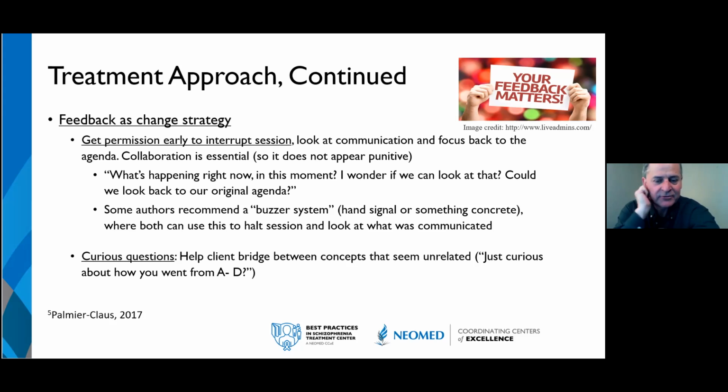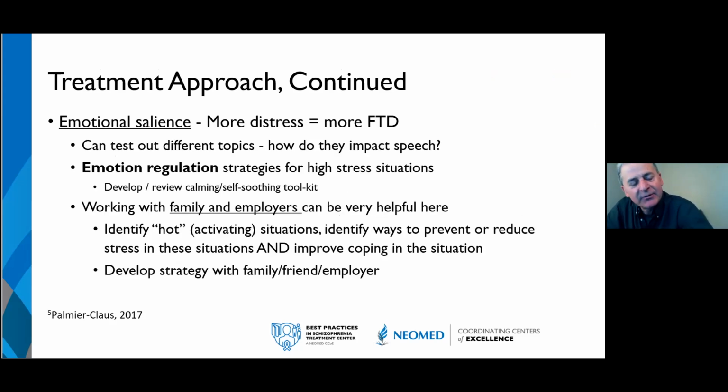And that was kind of a scenario I'd run into with one of the clients I worked with. So that's a potential strategy. Permission, use feedback as a strategy. Again, I mentioned earlier that emotional salience is a factor that can really rev things up a bit, where there's more distress. And so you can do this in a couple ways.